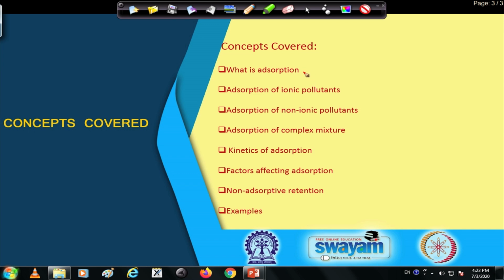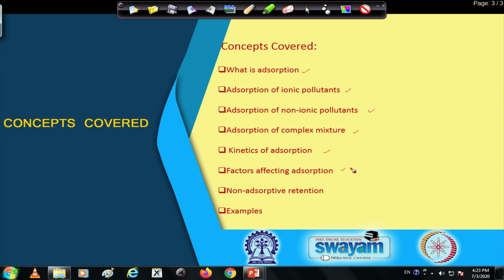First of all, we have covered what is adsorption, and then we have also covered the adsorption of ionic pollutants. We have also covered adsorption of non-ionic pollutants. Today we are going to talk about the adsorption of complex mixture as well as the kinetics of adsorption. Then we will be talking about factors affecting adsorption if time permits.